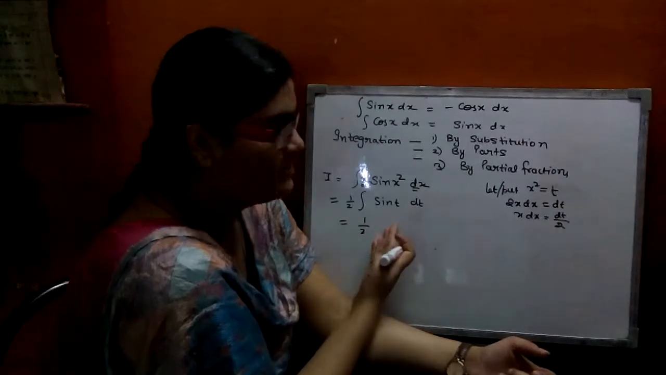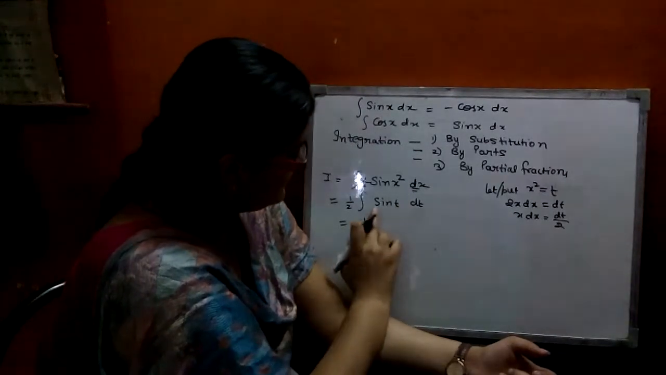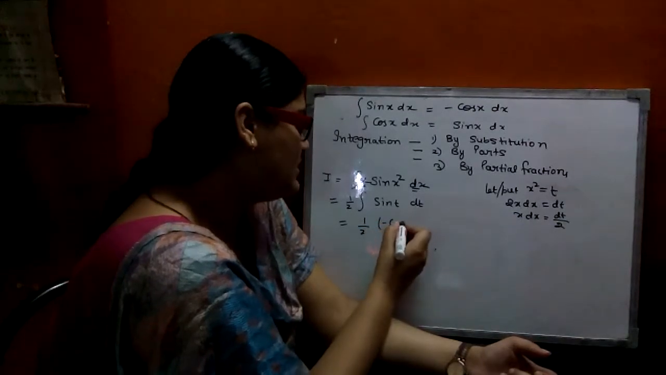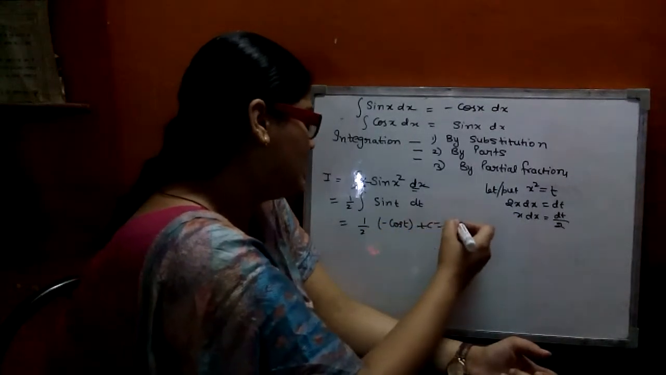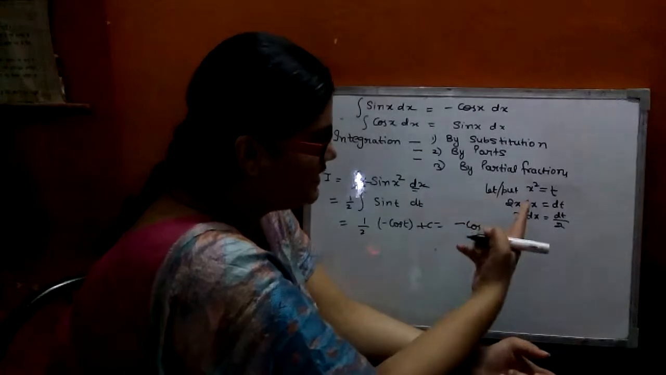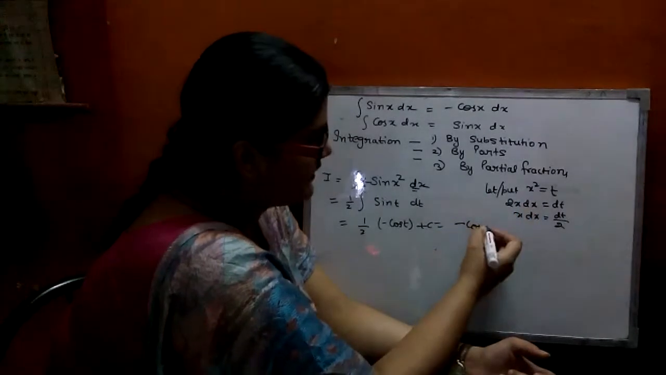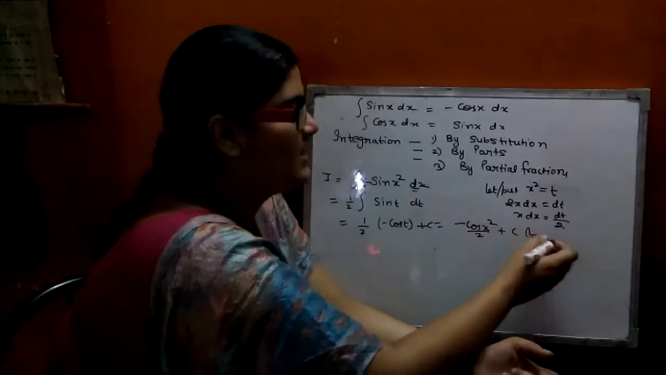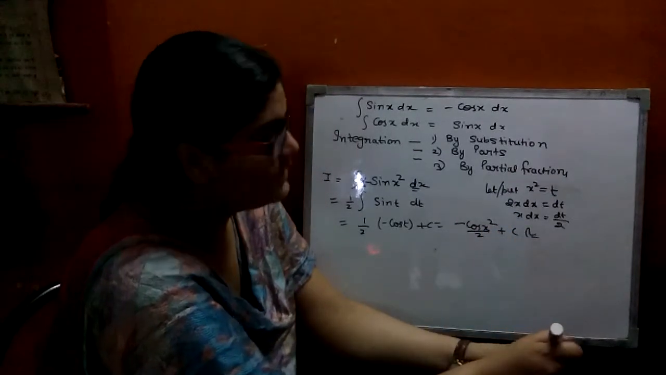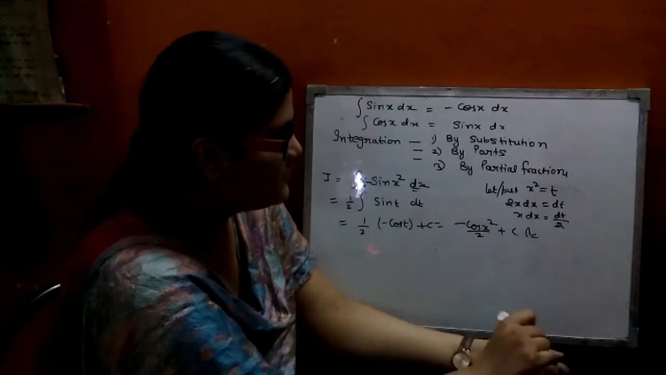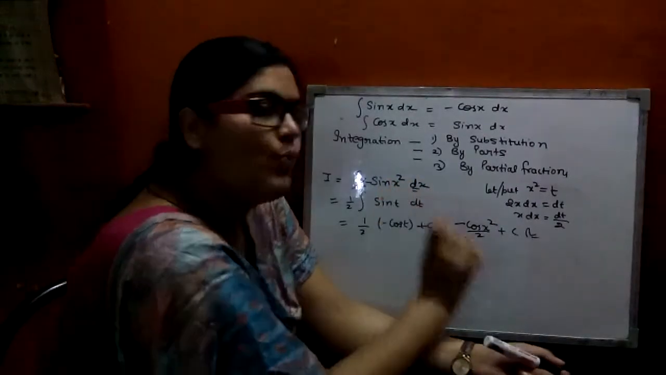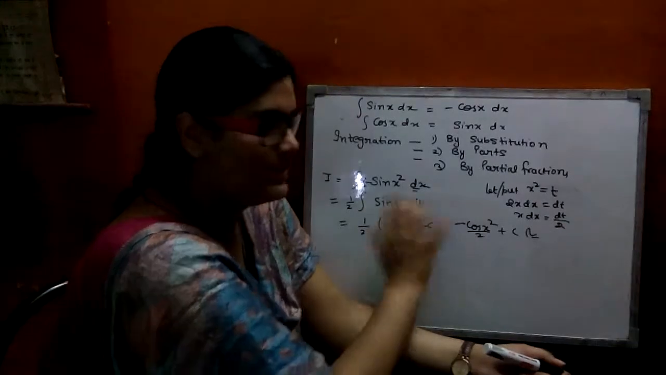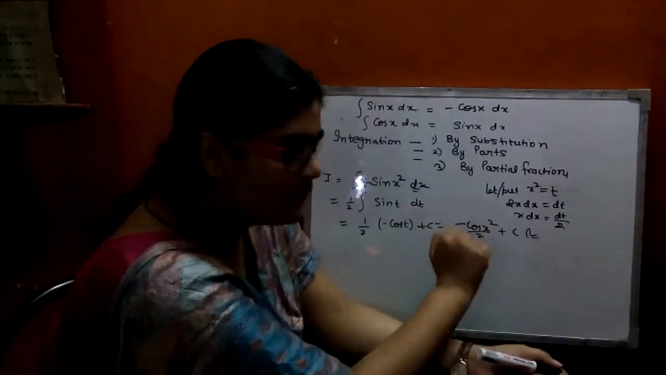As we know, the integration of sin t with respect to t is minus cos t. So our answer is minus cos t by 2. Again, what did we assume t to be? x square. So the answer is minus cos x square by 2 plus c. This is our answer. I hope you got it. So this is by substitution. You have to assume one term as t and then substitute all other values according to your assessment. Okay.